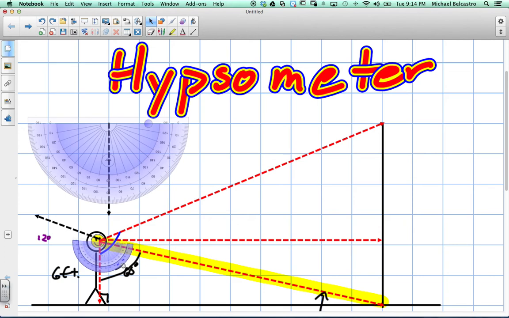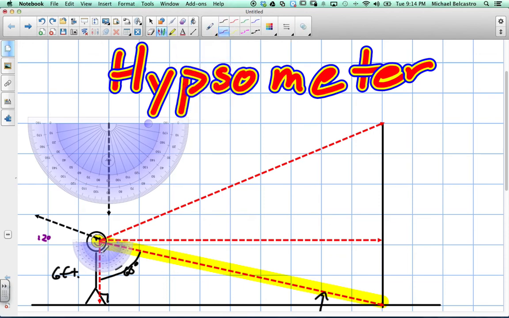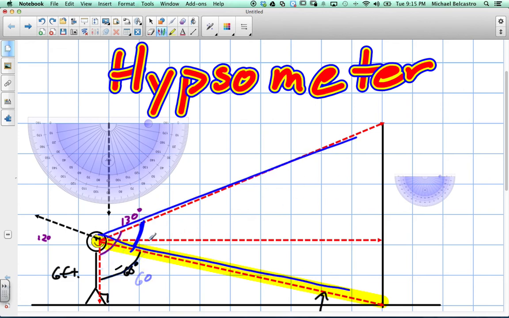What that means, and I'll do it in a different color, maybe purple here, is that the distance from here, and we'll move this protractor out of the way now, the distance from here to here, like we said, is 130 degrees. All of this is 130, and to here, as you see I've drawn it there, is only 60 degrees. We have to find the difference. And the difference is this angle inside the larger triangle we're trying to find.